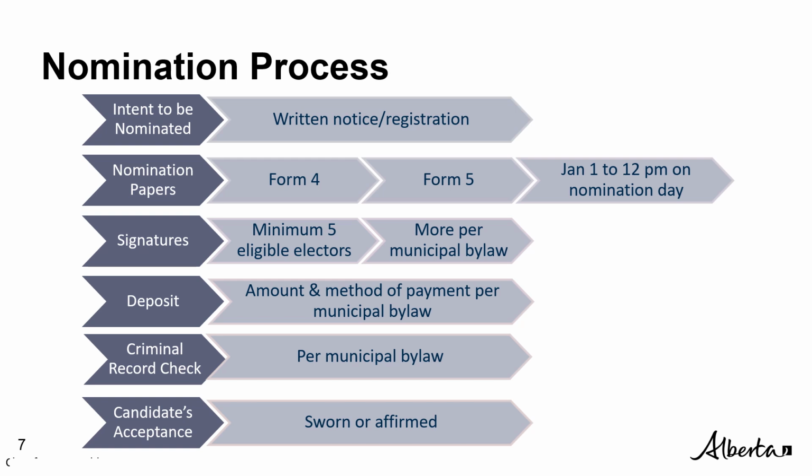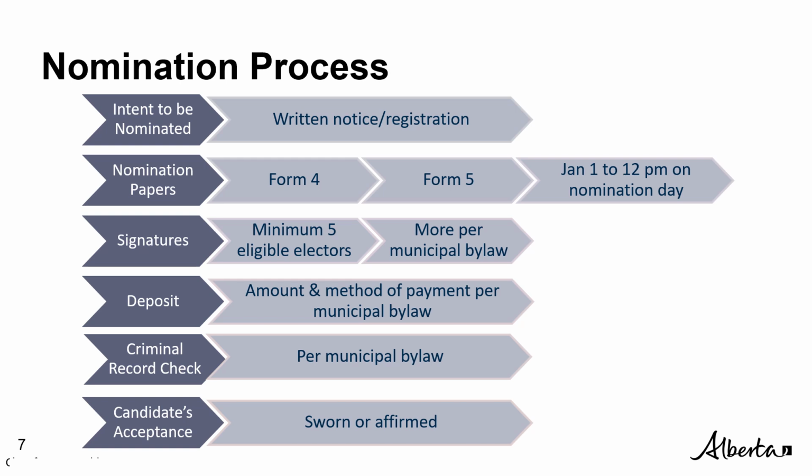Your deposit will be returned to you if you are elected, get at least 1/2 the number of votes of the person elected to office with the least number of votes, or withdraw as a candidate within 24 hours after the close of nominations. New for the 2025 election is the ability of local jurisdictions to pass a bylaw requiring candidates to include a criminal record check with their nomination papers. Local jurisdictions will include this information in the nomination package if it is applicable.